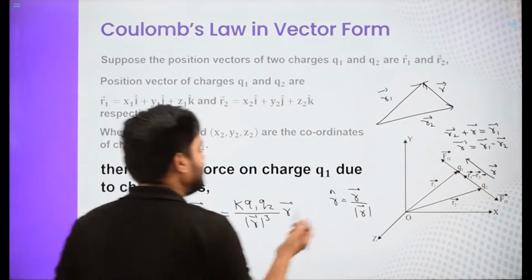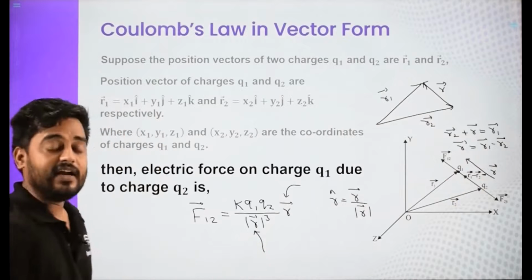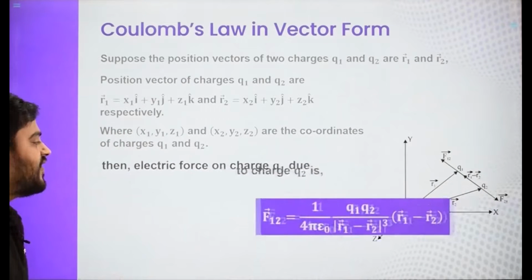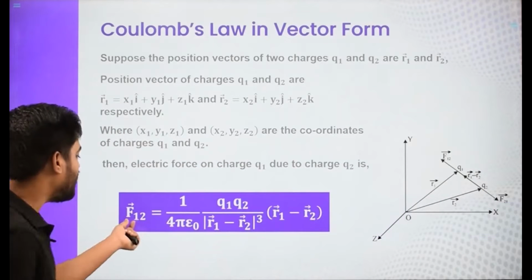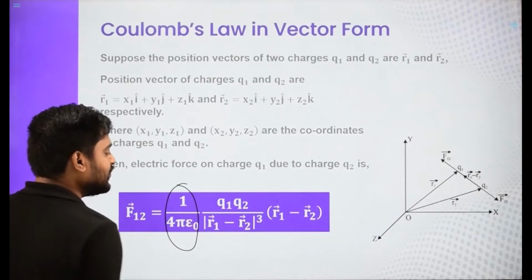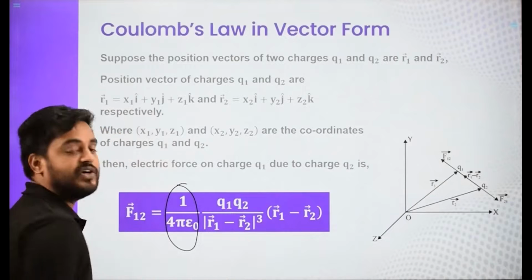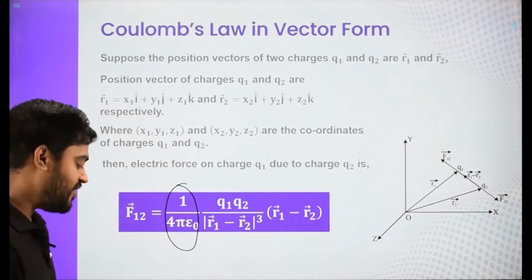And when we put the value of R over here and here, then we can get this formula, which is the vector form of Coulomb's law. So the force on 1 due to the other is nothing but k Q1 Q2 by the magnitude of R cubed, times the R vector, which is the R1 minus R2 vector. So this is the vector form of Coulomb's law.